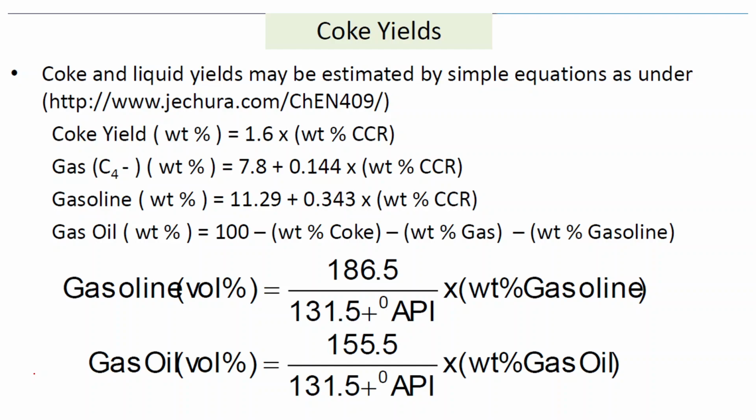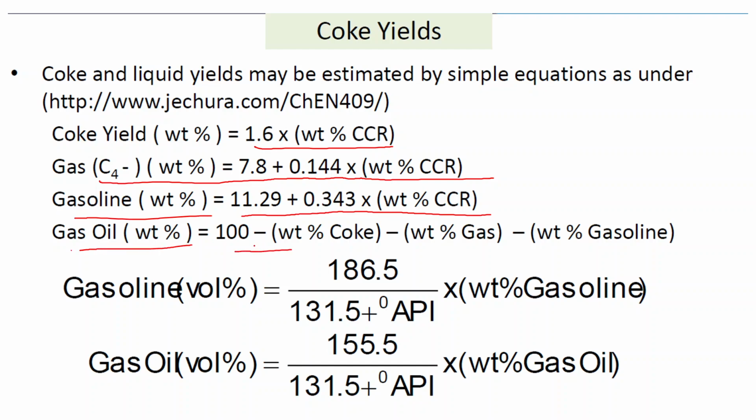Coke and liquid yields may be estimated; these are some empirical equations which tell us about the yields of various products from the coking unit. Coke yield is given by 1.6 times the weight percent of condensed carbon ratio. Gas weight ratio is given by 7.8 plus 0.144 times the weight percent of condensed carbon ratio. Gasoline weight percent is given by 11.29 plus 0.343 times the condensed carbon ratio.